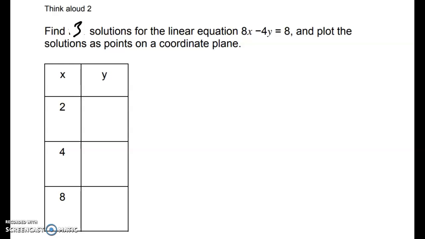So let's take a look at this problem. It says find three solutions for the linear equation of 8x minus 4y is equal to 8. And then it wants me to plot the solutions on a coordinate plane. So down below, I do have a coordinate plane.